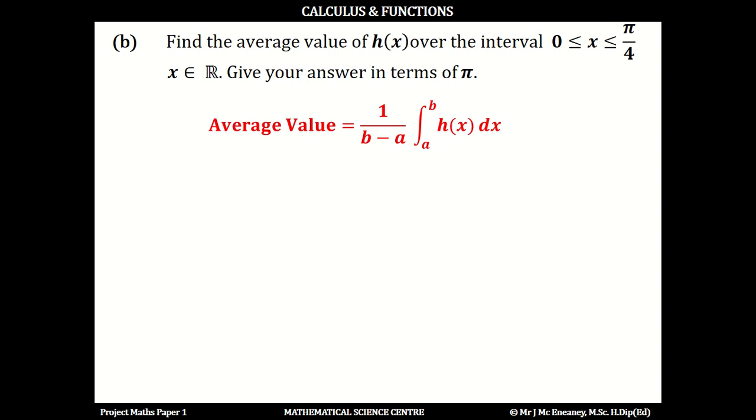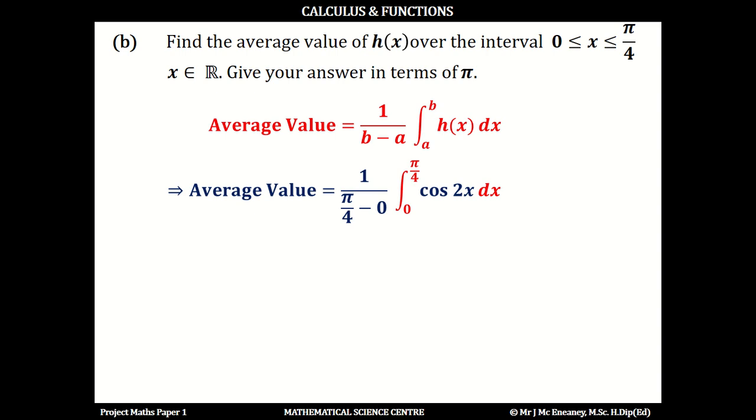This formula is not given in the maths and formula tables. This is something you need to know off by heart. So here the b value is pi over 4 and the a value is 0. Here your function h of x was just the cos of 2x. So this is going to equal 1 over pi over 4 minus 0 times the integral from 0 to pi over 4 of cos of 2x dx.